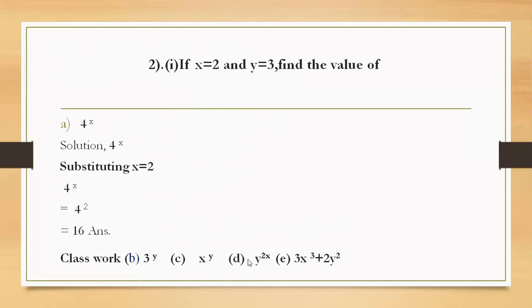y to the power 2x. y means 3 power 2 into 2, 2 into 2 is 4. 3 power 4, then 3 into 3 into 3 into 3, 4 times multiply, the answer will come. 3 into x. x means 2 cube. 2 cube means 8 will be here. 3 into 8 plus 2 into y square, what here? 3 square. 3 square means 9. 2 into 9 is 18, and here will be 8, 8 plus 18 is 26. Now simplify it. Then its value will come.